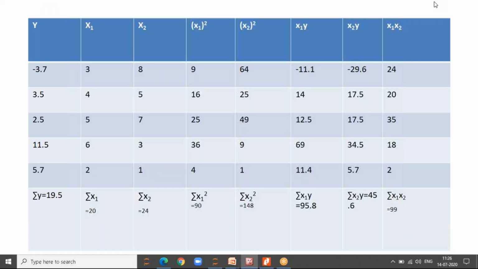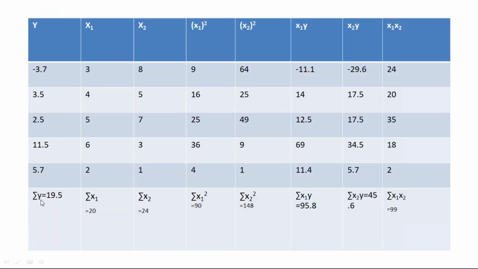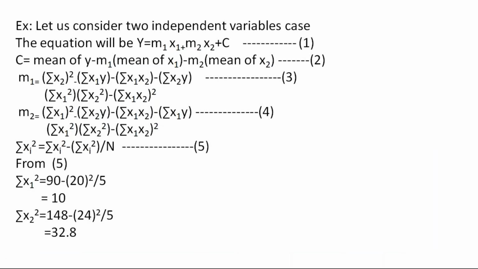That is the reason why I have taken all these parameters. If you see, I computed sigma x1, sigma x2, sigma x1 square, sigma x2 square, sigma x1y, sigma x2y, and sigma x1x2. Taking x1 and x2, my intention is to find the normalized values for this data set. Once I have these values, finding the slopes m1, m2 and c, that is nothing but the bias, is very simple.